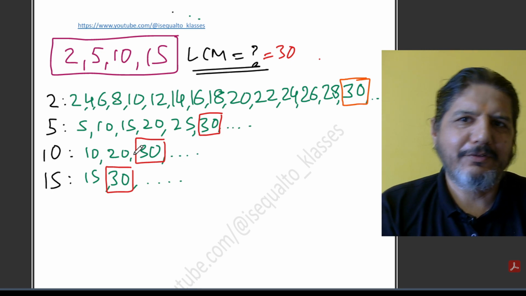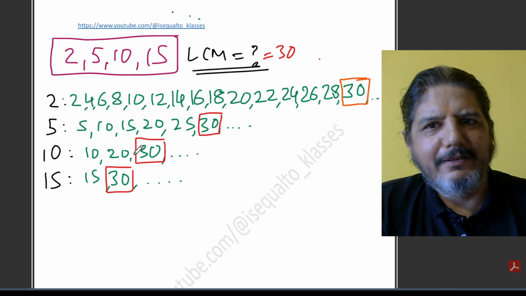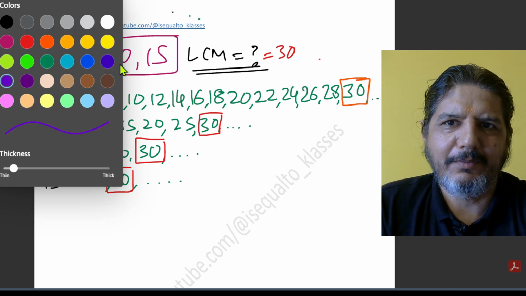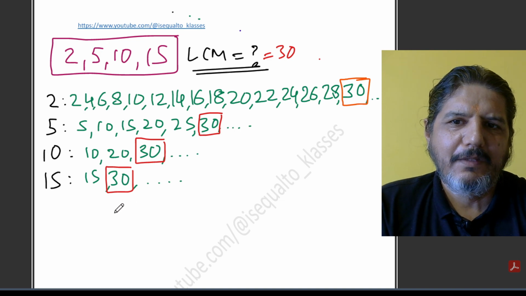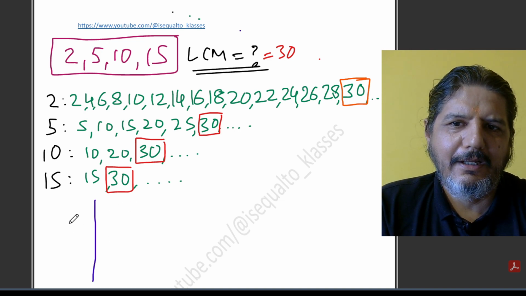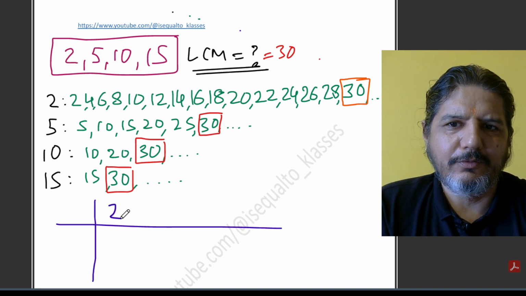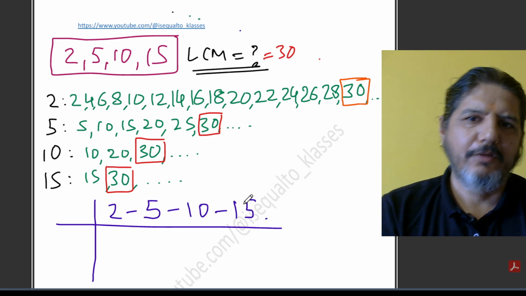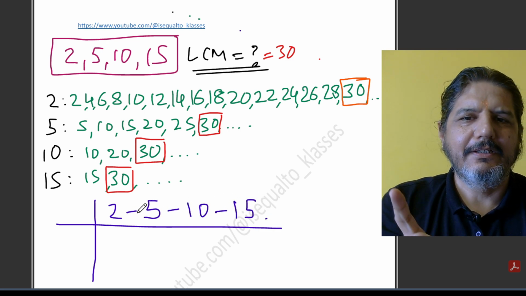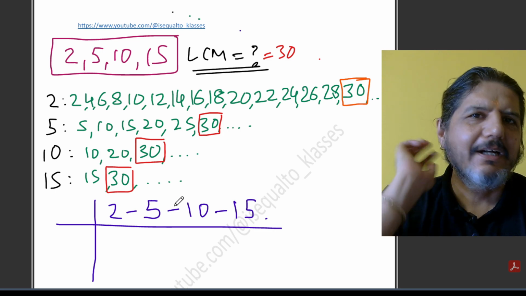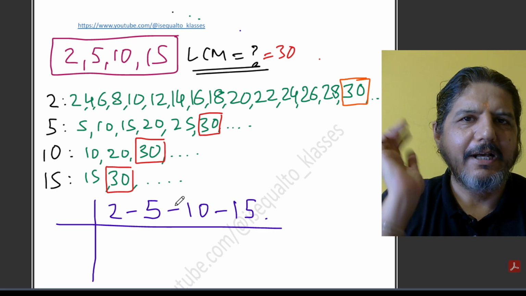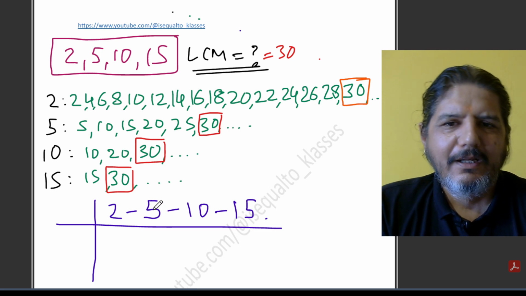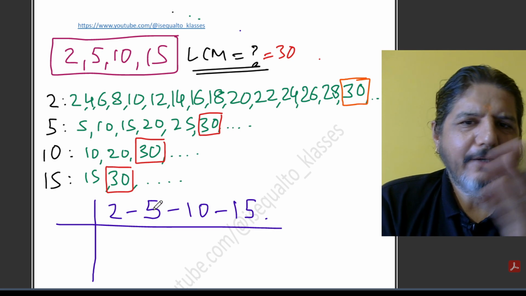Now let's try to find the shortcut. Let me take the last example that I took to start. What you do is you write the numbers. For example, I have to find the LCM of 2, 5, 10, 15. So I write the four numbers. See, this is not a minus, this is just a dash. The dash is there to separate the four numbers. But the first thing that you do is you try to take a common multiple.